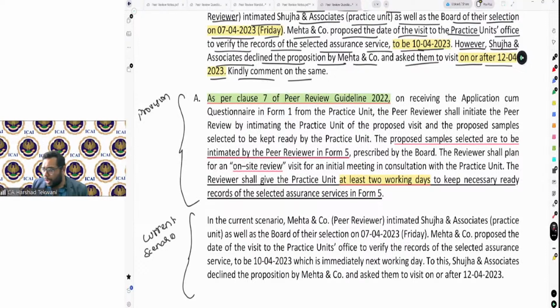So there is one question, 2 working days from which date? From the intimation by the peer reviewer in Form 5 about the proposed samples that are selected. From that particular date, 2 working days. Saturday is not a working day. Assuming that.